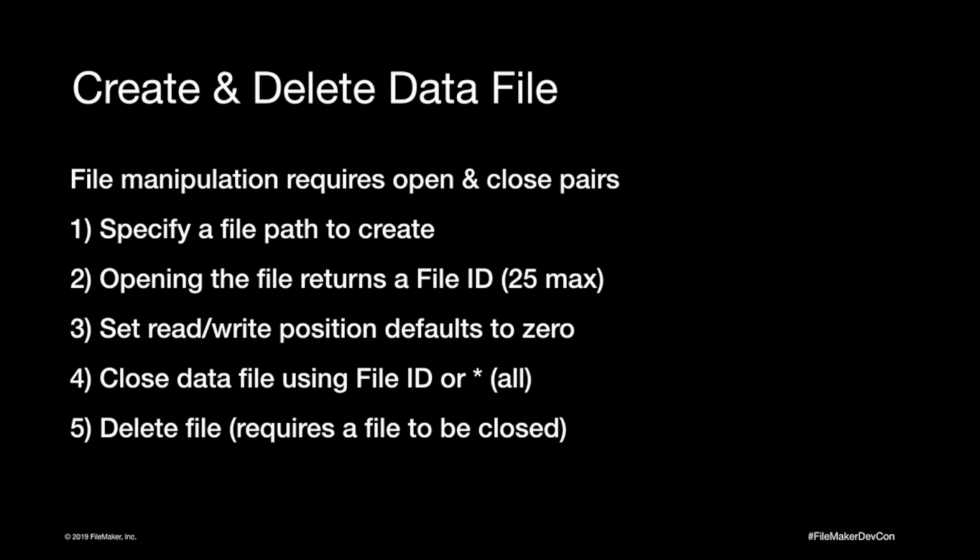First off, I want to talk about creating and deleting a file. Something to call out here, file manipulation requires a pair of open and close operations. And this is because when you perform a file open, FileMaker will call into the operating system's file system and grab an exclusive read-write lock to make sure nobody else can manipulate that file. So when you have that lock, you need to make sure you signal to the operating system when you want to release the lock, and you do so with a close operation. I'll mention that a couple times through some examples.